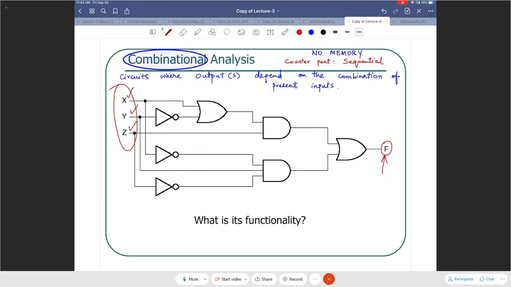So suppose we were trying to take this and figure out what is its functionality. In other words, we are trying to figure out the truth table of this particular function. So for example, you have x as an input, y as an input, z as an input, and the output is f. Suppose you are trying to fill this out. How would you go about doing this? How would you fill out the truth table?